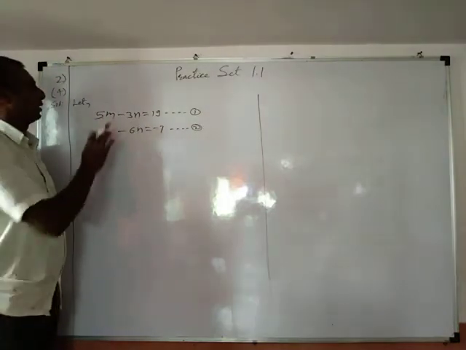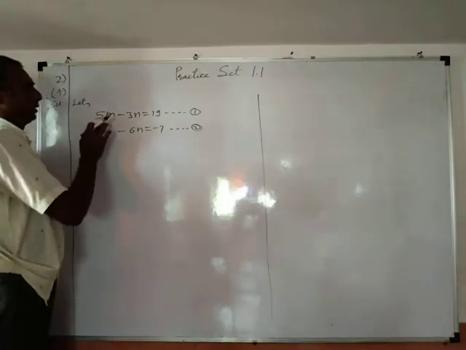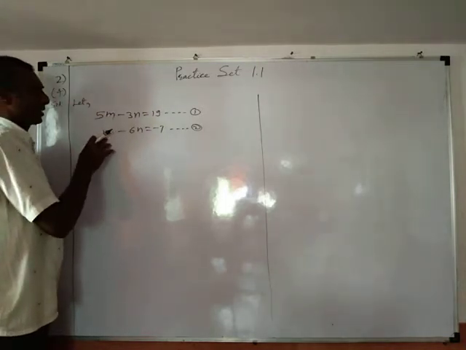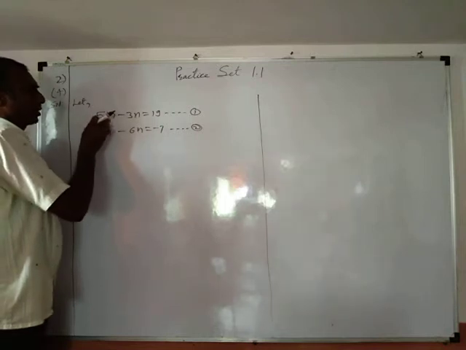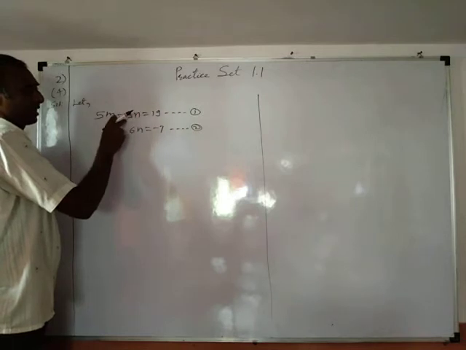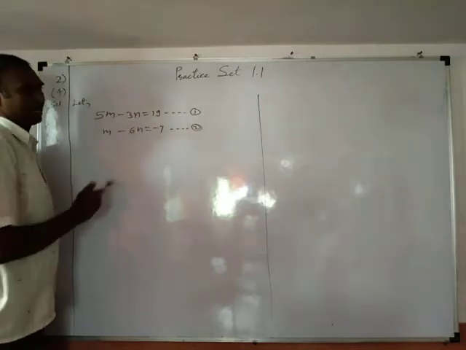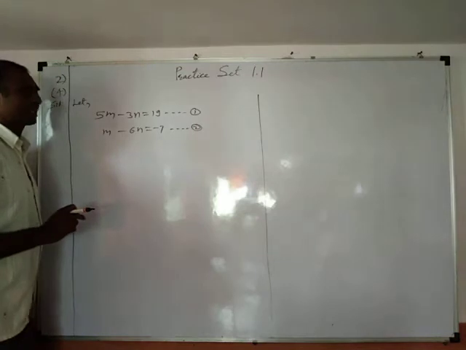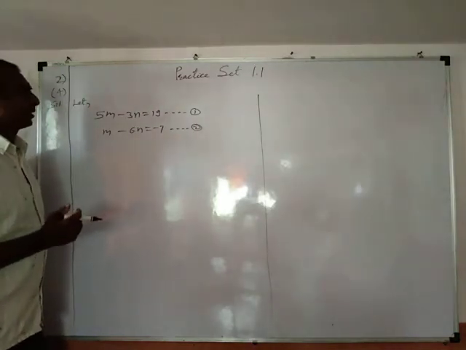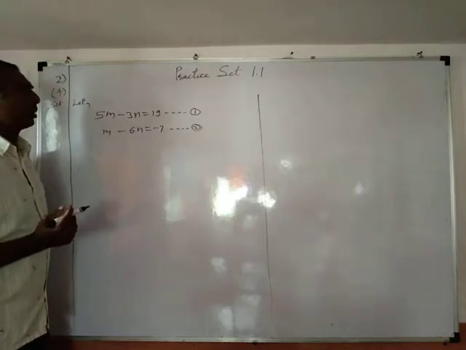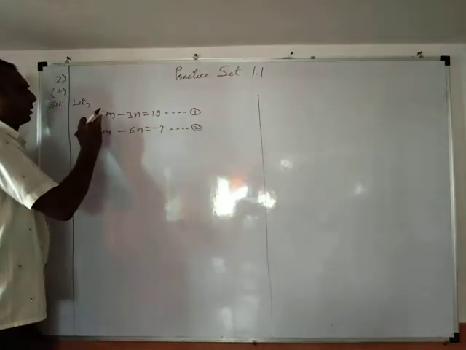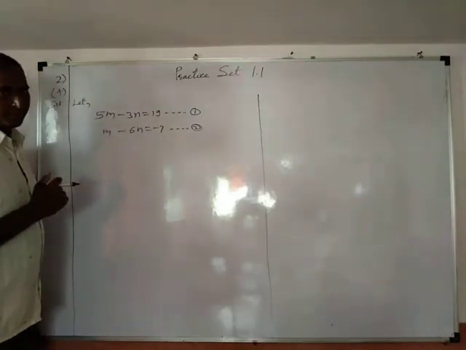Now here 5m is the first term of equation first, and the first term of the second equation is m. The coefficient of m is here 5 and here 1. Similarly, the coefficient of n is minus 3 and here minus 6. Neither the coefficients of m are the same nor the coefficients of n are the same. That's why we either equalize the coefficients of m or those of n. Okay, here you may see m can be converted into 5m.